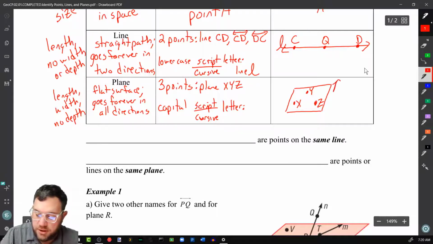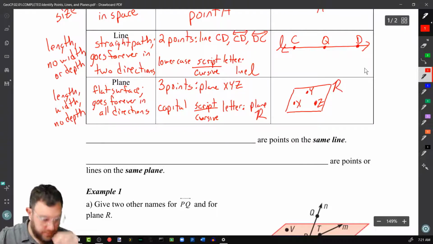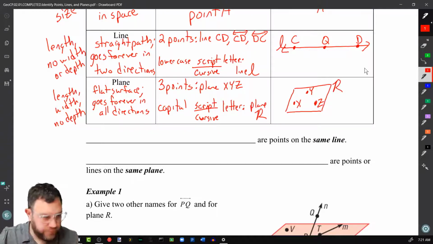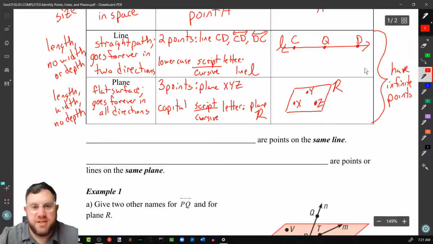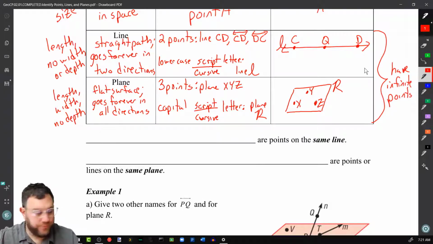So we could call this plane R. That would work also. Both a line and a plane have infinite points. Obviously a point doesn't have infinite points because it's just one. Alright, so those are our undefined terms.